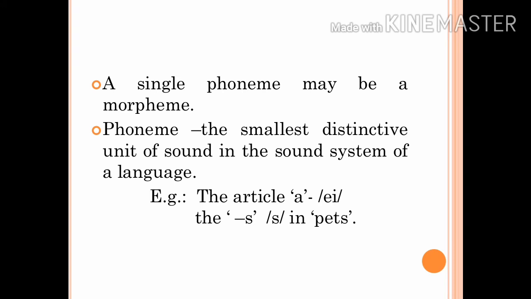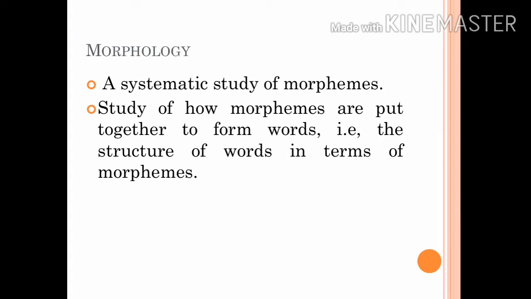Thus, a morpheme may further be described as a meaningful phoneme or series of phonemes which is not further divisible without destruction or alteration of meaning in a given language. A systematic study of morphemes is called morphology. It is the study of how morphemes are put together or organized to form words, that is, the structure of words in terms of morphemes.